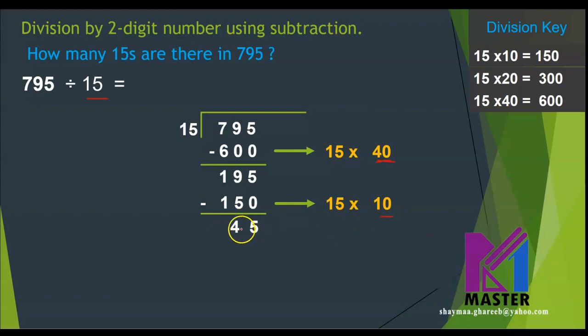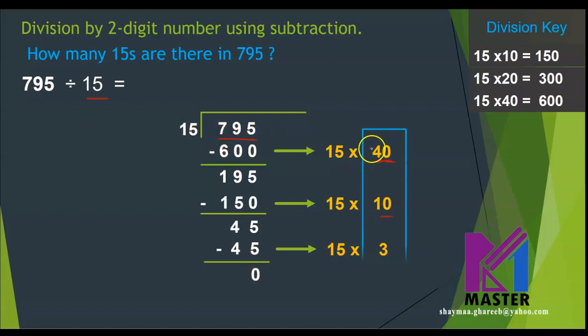So I need to find out how many 15s are there in the 45. Can we count on by 15? 15, then 30, or multiples of 15: 15, 30, and 45. So I can subtract the 45, which is 3 15s. So the total number of 15s in 795 is 40 and 10 and 3, which is 53. So the final answer is 53.